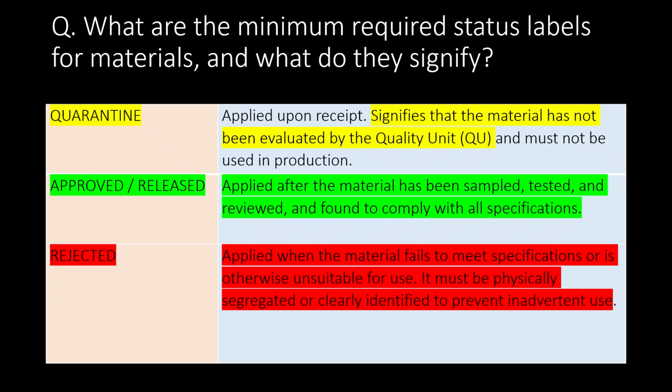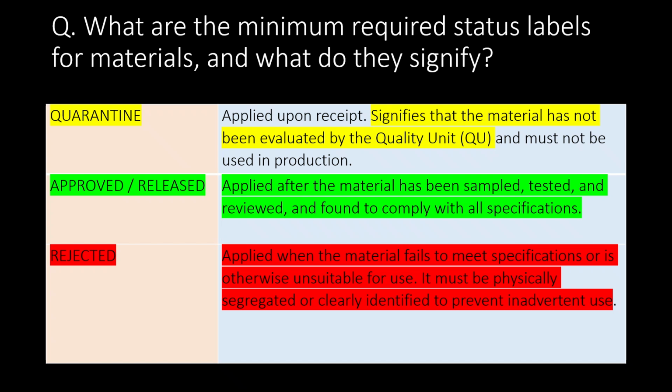What are the minimum required status labels for materials and what do they signify? First, quarantine label. Quarantine label is applied upon receipt. It signifies that the material has not been evaluated by the quality unit and must not be used in production.